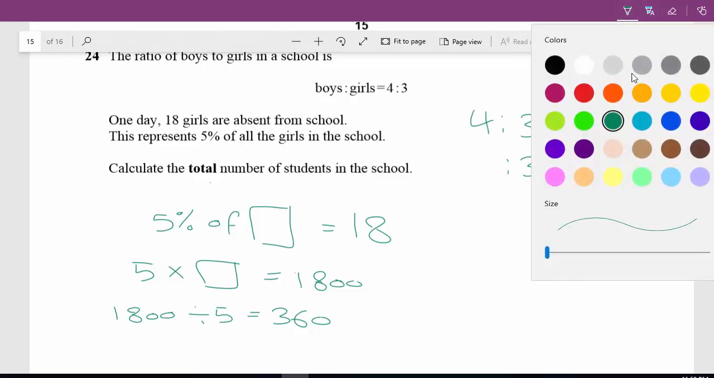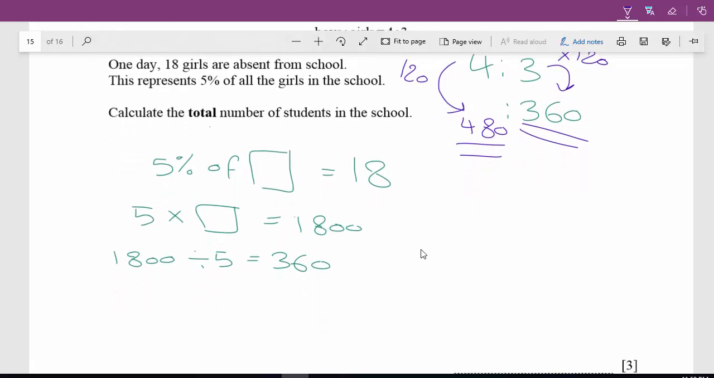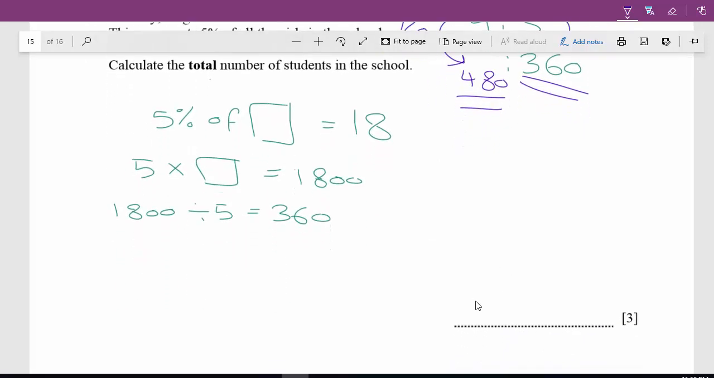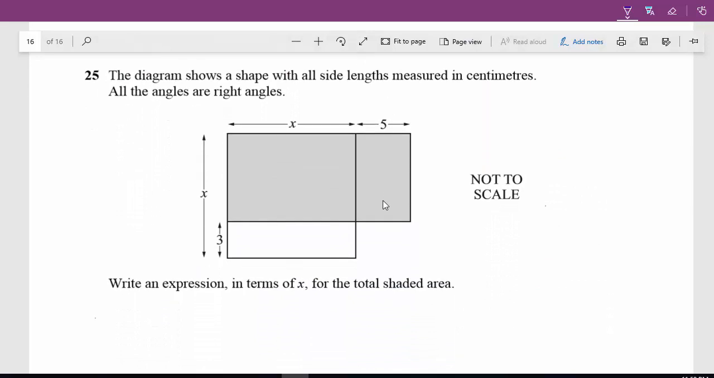Now how 3 becomes 360? If we multiply it by 120, we just got the scale. If we multiply 4 by 120, we will get 480. Now we have the total number of girls, the total number of boys. Add them. In the school there are 840 students. 840 students altogether. And the lucky last question is about the area of the shaded region.